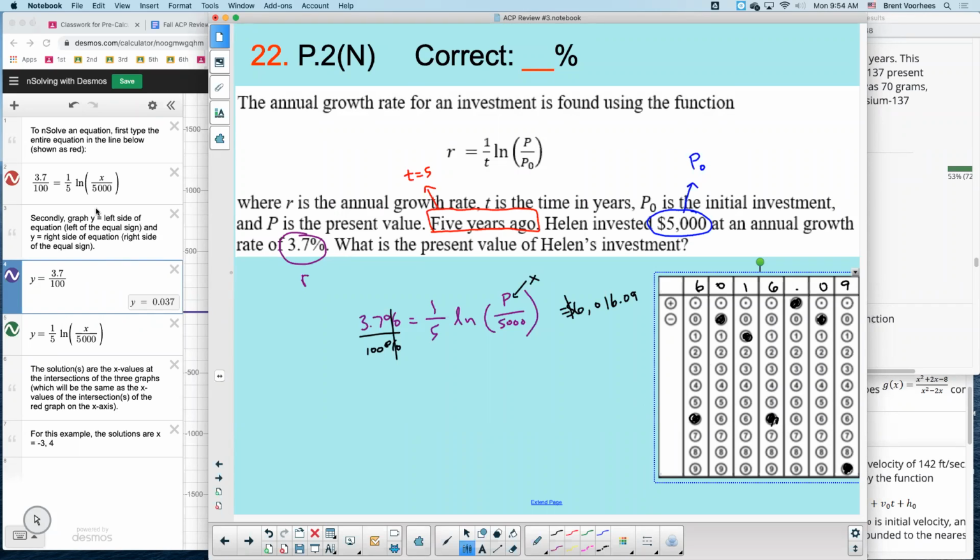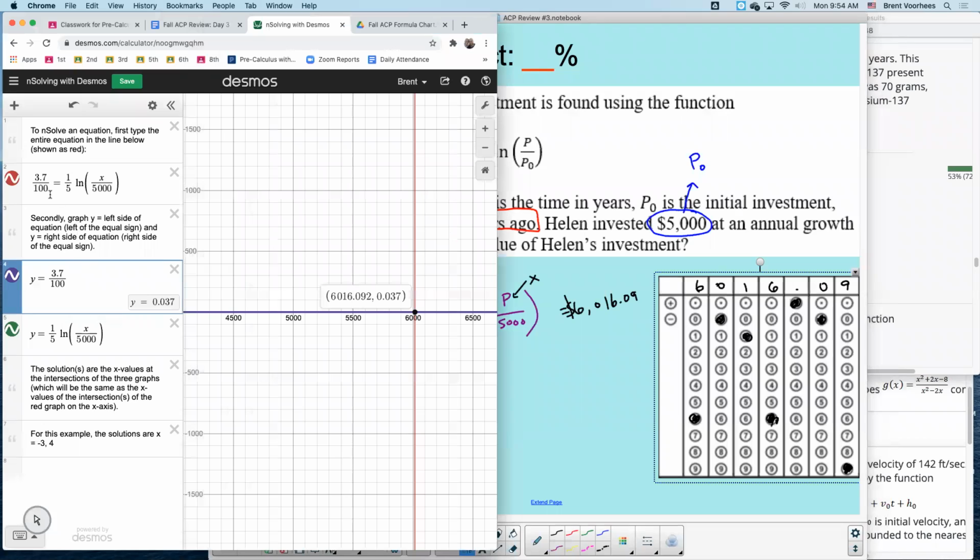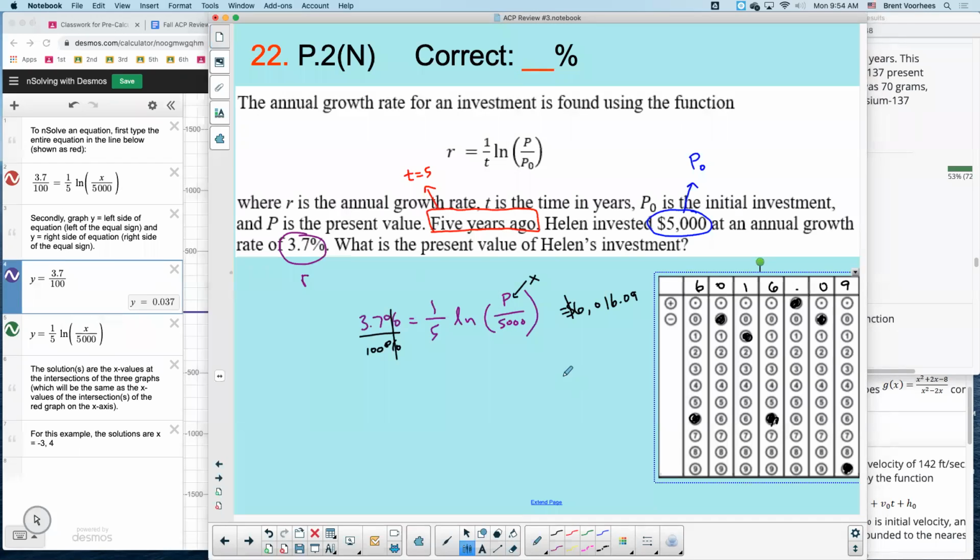All right, so with insolve, that's how I recommend you solve it: you do the whole equation and then do y equals the left side and y equals the right side. And the instructions here are telling you how to do that. All right, questions over this problem?